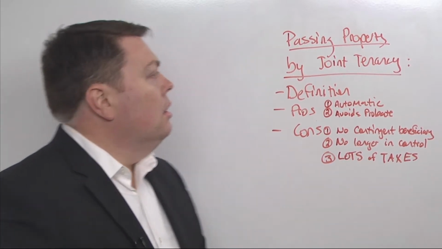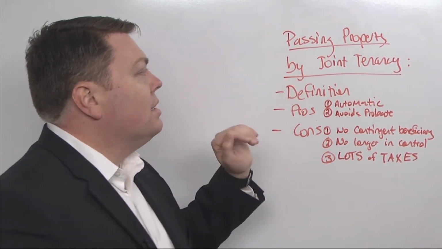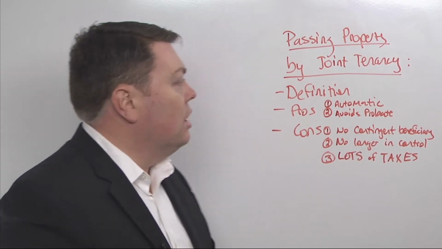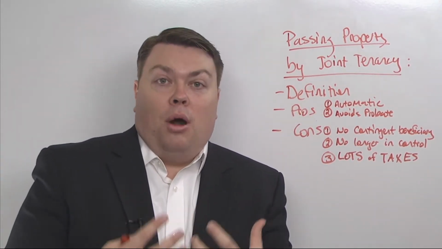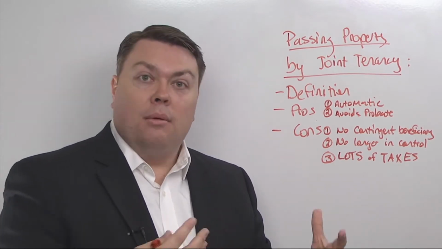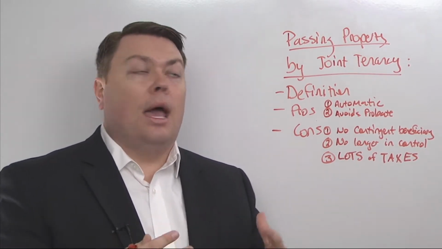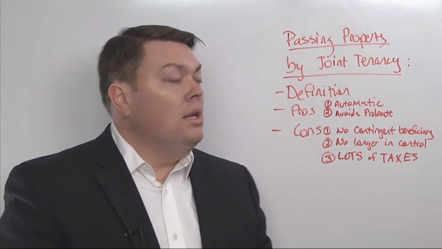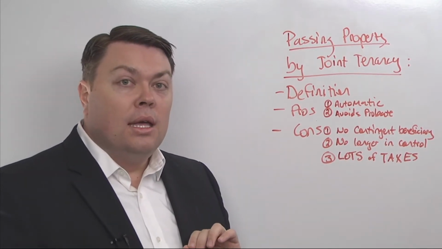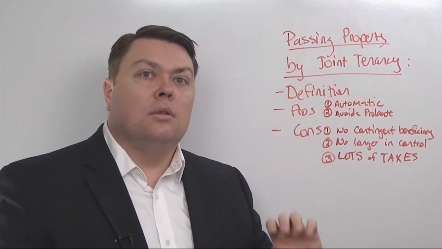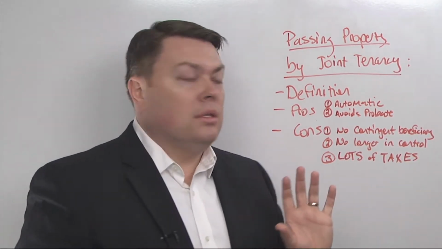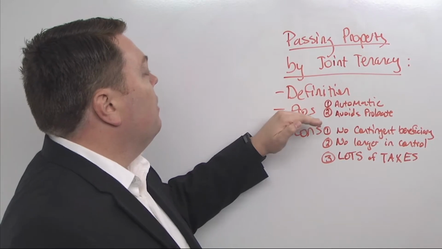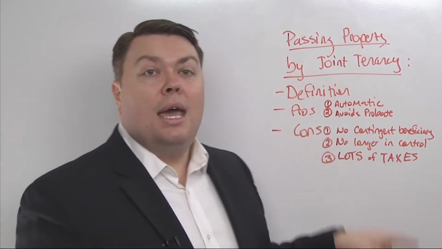When you hold property in joint tenancy with right of survivorship, so if I hold property with my wife, like my house, if I hold that as joint tenants with my spouse, then when I pass away, it automatically passes to my spouse. And so those are some of the pros of this. If you pass property that way, it's automatic.